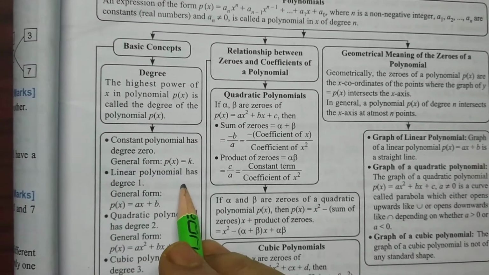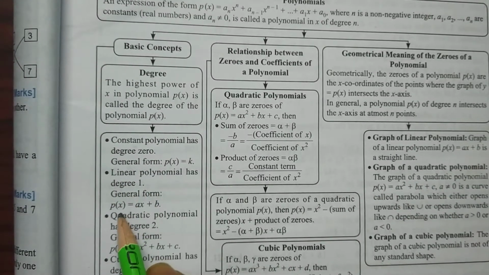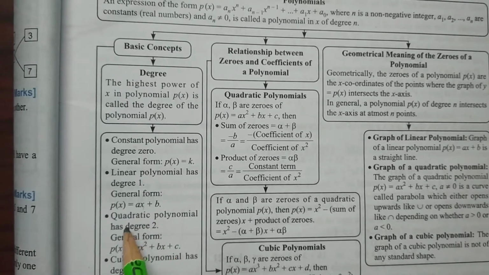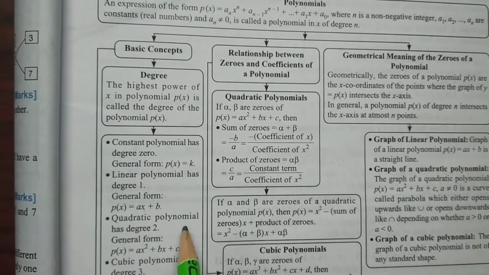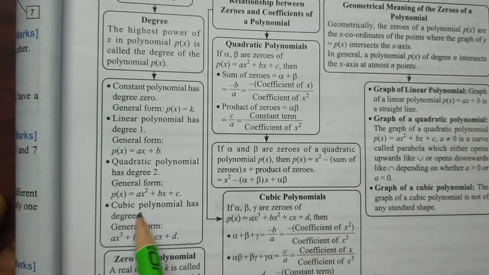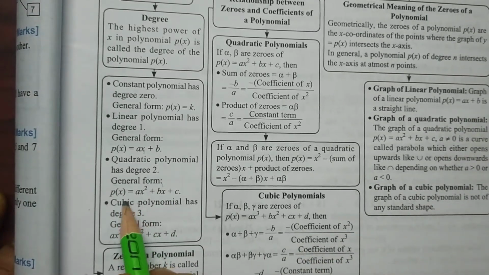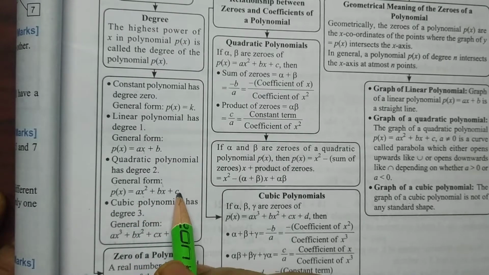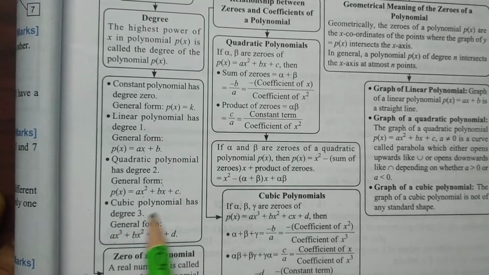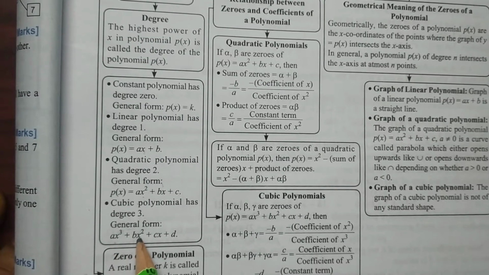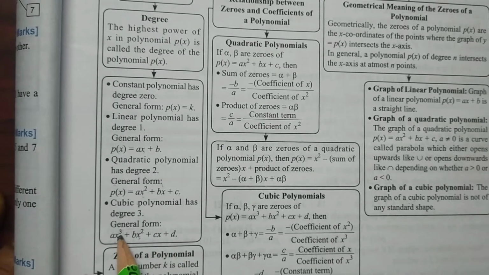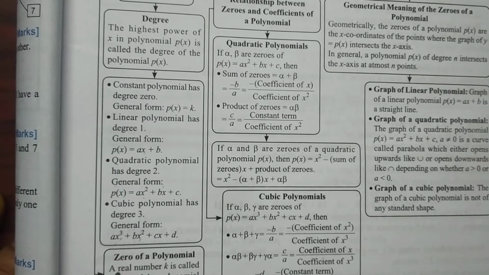Next, a linear polynomial has degree 1, because the general form of a linear polynomial is p(x) = ax + b. Here the power of x is 1. That's why the degree is 1. A quadratic polynomial has degree 2. In general form, p(x) = ax^2 + bx + c. A cubic polynomial has degree 3. The general form of a cubic polynomial is ax^3 + bx^2 + cx + d. Here the highest degree is 3. That's why a cubic polynomial has degree 3.